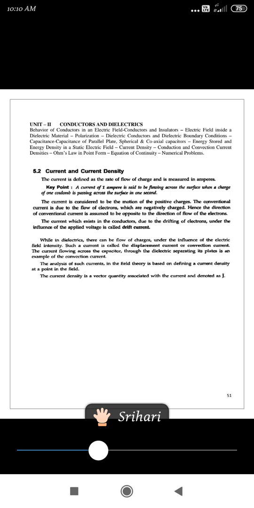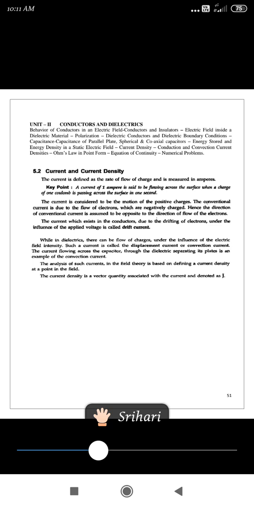Now, what are conductors and dielectrics? Simply, in one word: a material in which there is a free flow of electrons is called a conductor. In dielectrics it cannot flow. Before going further, a small introduction to current and current density.